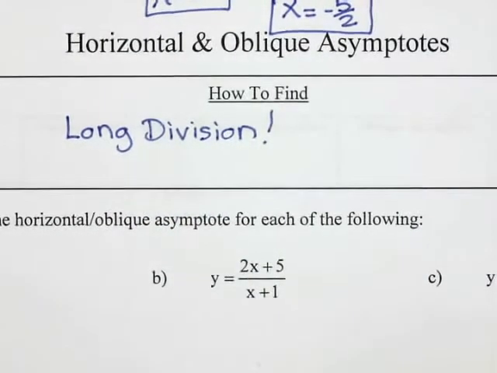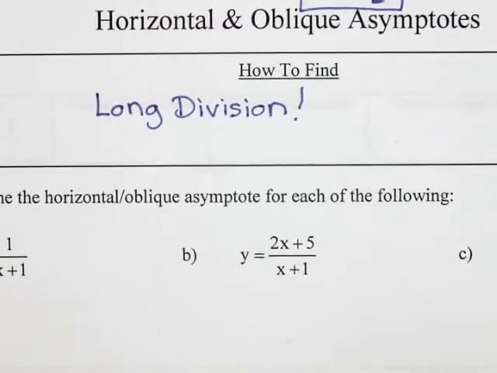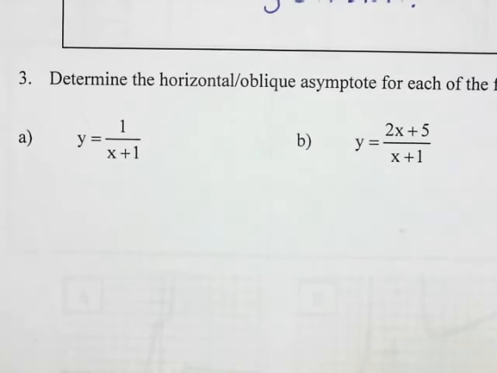So I just wrote long division. We're going to maybe add a little extra detail to that later, but for now, we're just going to try doing some division. So it says determine the horizontal/oblique asymptote for each of the following. So you will only have one or the other. It will either be horizontal or it will be oblique. You're not going to have both.